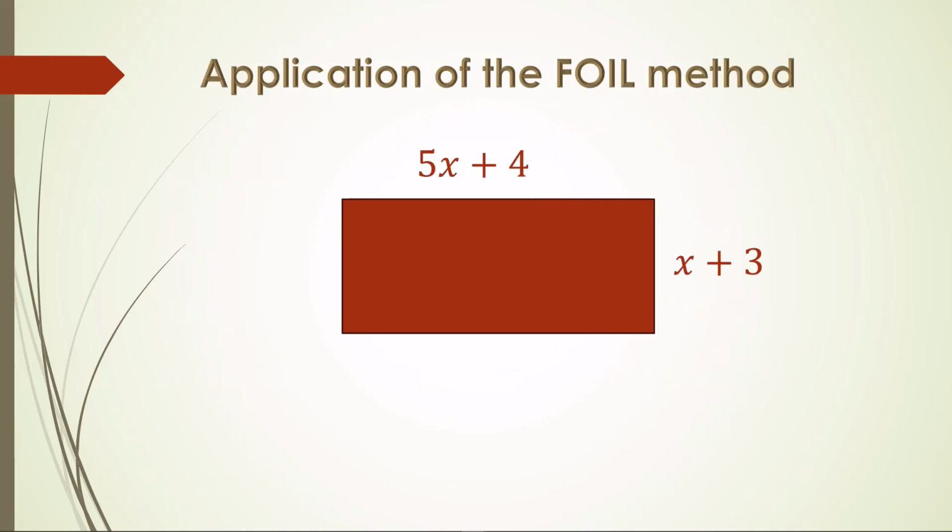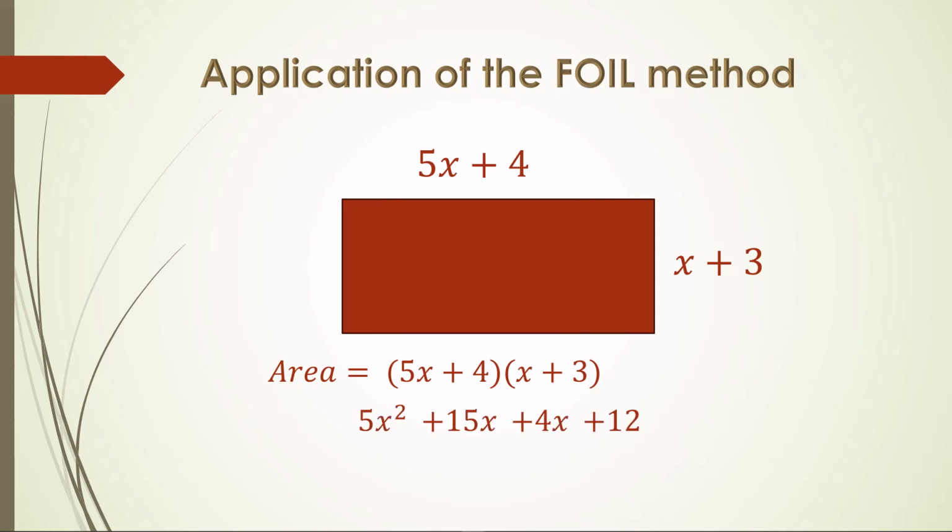An application of using the FOIL method to multiply two binomials is when each is the dimension of a rectangle, like this one, and we need to find the expression for the area of the rectangle. A rectangle is shown with dimensions 5x plus 4 and x plus 3, and we use the FOIL method to multiply the length times the width, and achieve a trinomial expression representing the area of the rectangle.